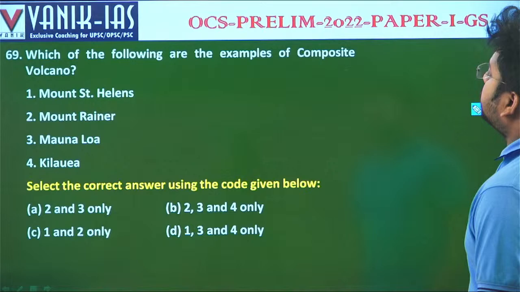Mount St. Helens and Mount Rainier. 1 and 2 will be categorized as composite volcano. 1 and 2.